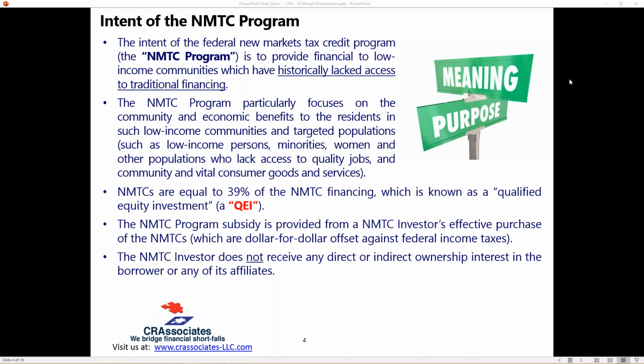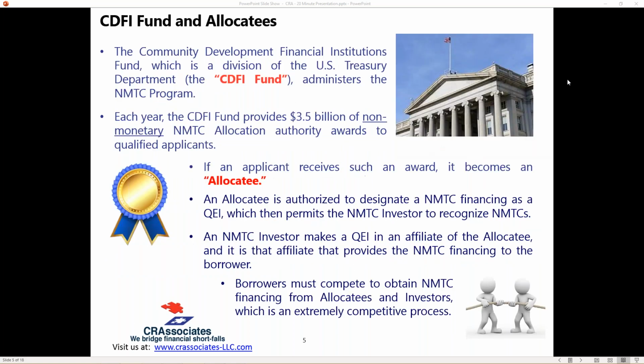New Market Tax Credits are equal to 39% of the New Market Tax Credit financing, which is known as a qualified equity investment. The program subsidy is provided from an investor's effective purchase of the tax credits. It is important to note that an investor does not receive any direct or indirect ownership interest in the borrower or any of its affiliates.